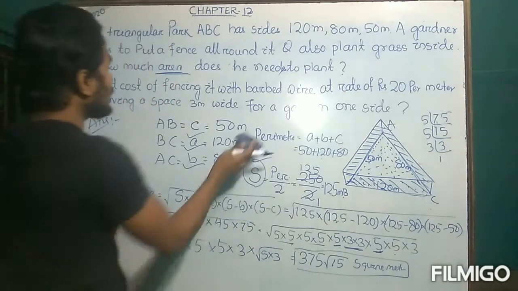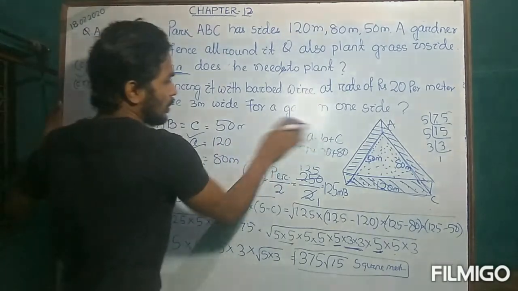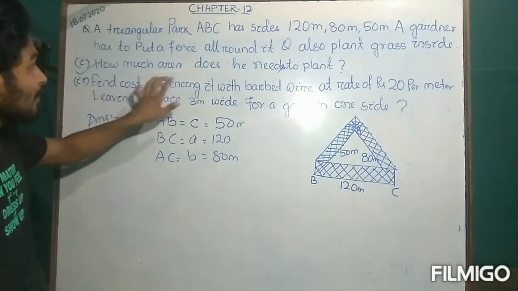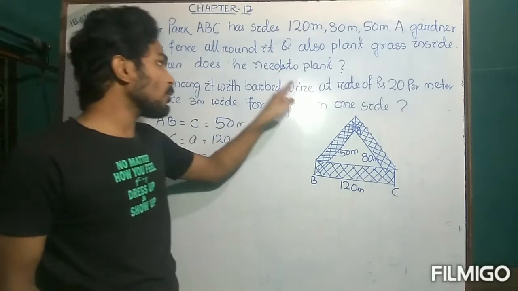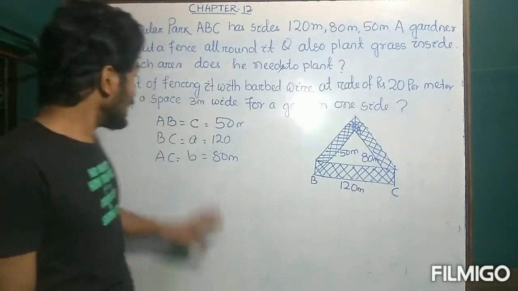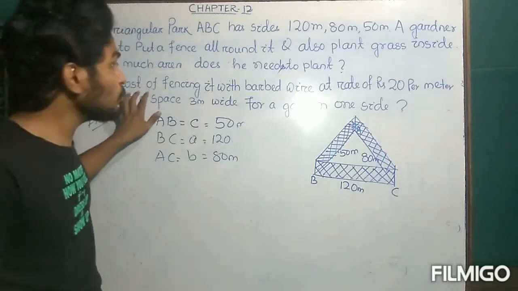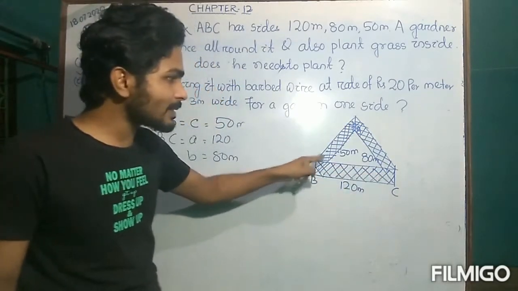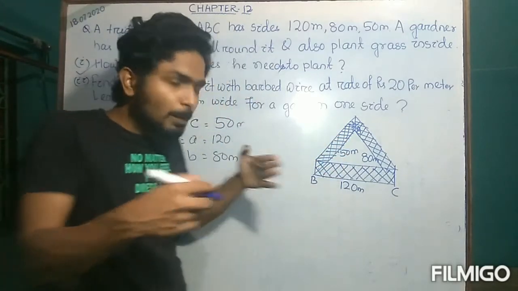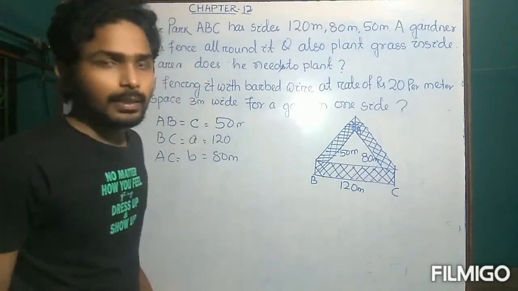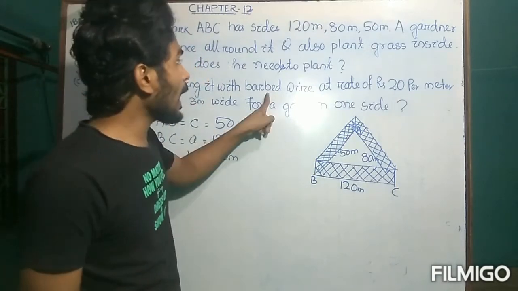Coming to the question number 2. So in question number 2, it has find the cost of fencing it with barbed wire at the rate of rupees 20 per meter. It means the gardener has to fence all the 3 sides. Okay, he has to fence means he has to put or build the boundary over the 3 sides of this garden. Clear? With barbed wire.